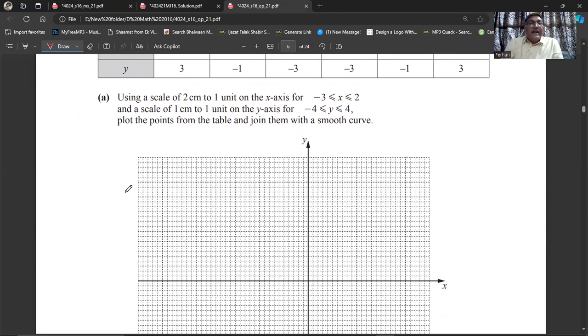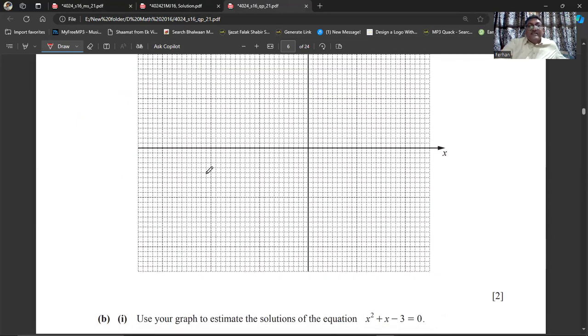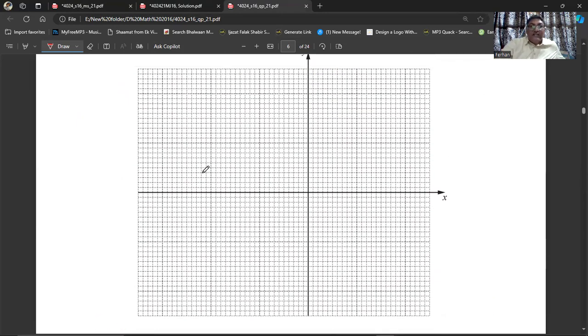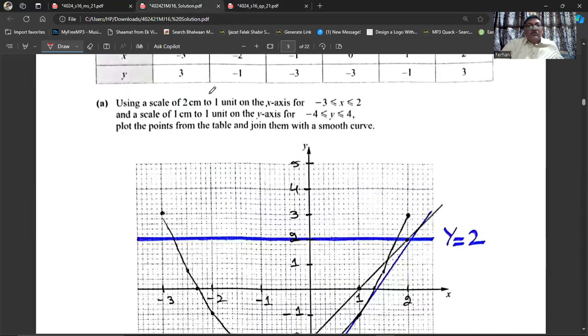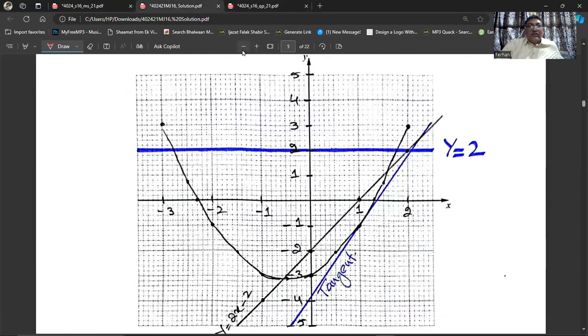It says, using a scale of 2 centimeter to 1 unit on the x-axis for minus 3 to 2, and a scale of 1 centimeter to 1 unit on the y-axis for y equals minus 4 to 4, plot the points from the table and join them with a smooth curve. Okay, so we will prepare this grid. This is the graph paper given to us. On the x-axis, I will go from minus 3 to 2, and on the y-axis, we are going from minus 4 to 4. So let me show you. Okay, so here we have that grid.